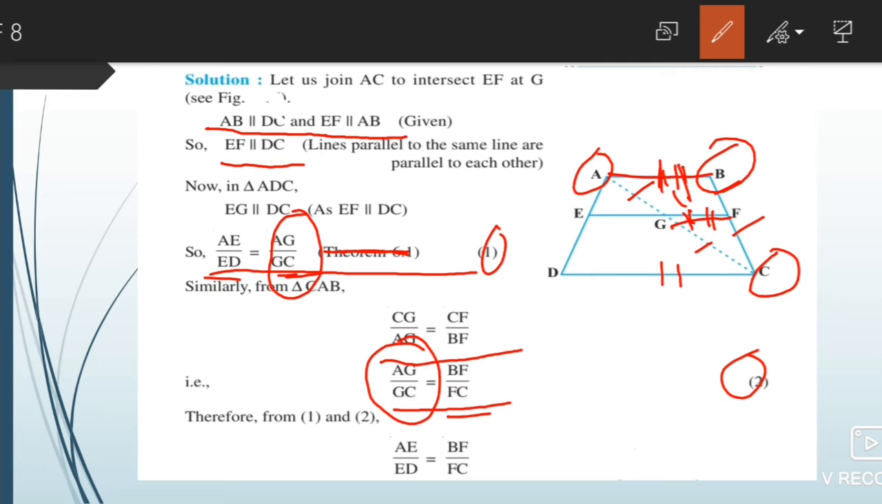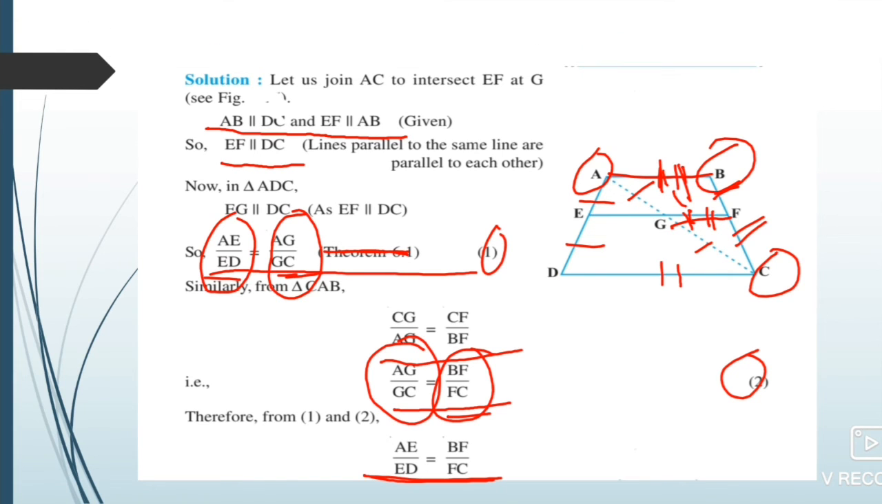That means you can write AE by ED is equal to BF by FC. So AE by ED is equal to BF by FC, which you have to prove. So our required condition is proved. This is the solution of example number 2.